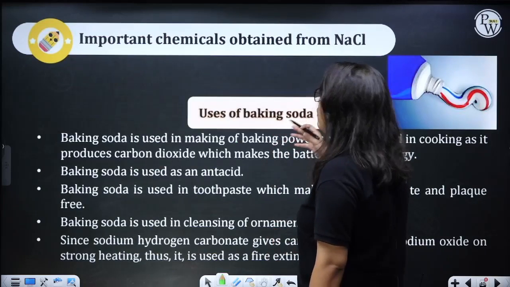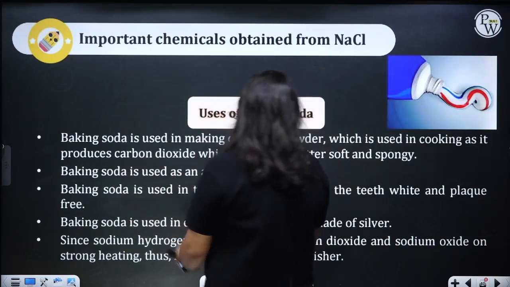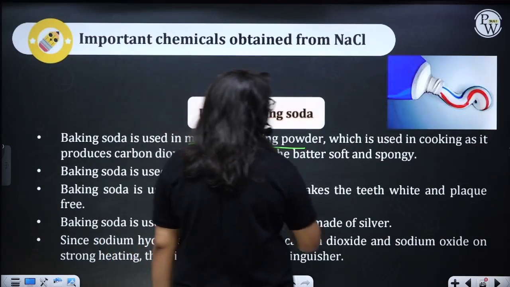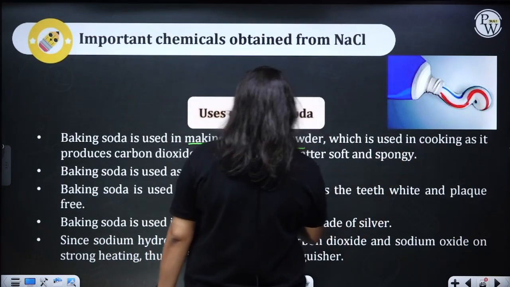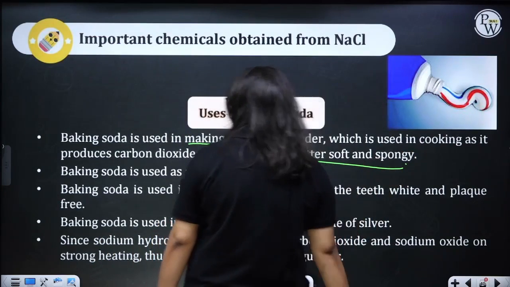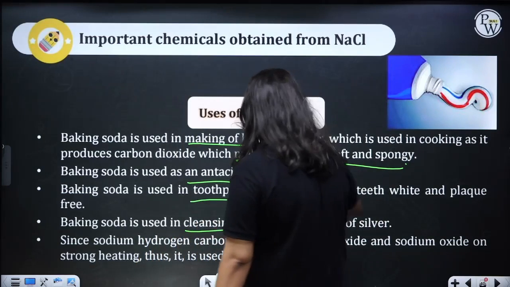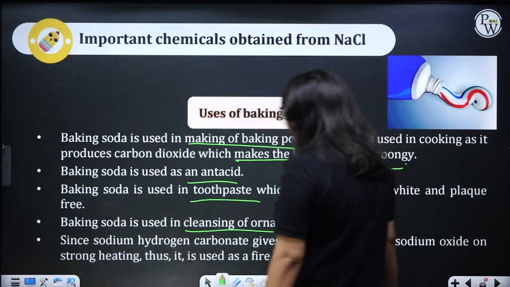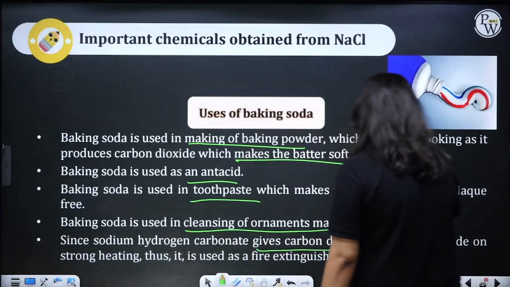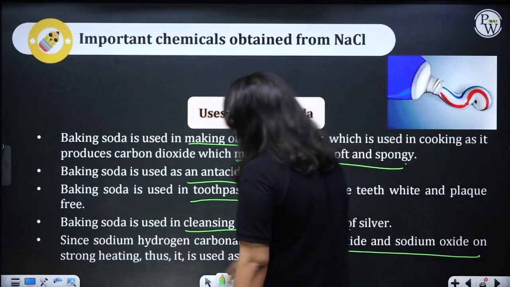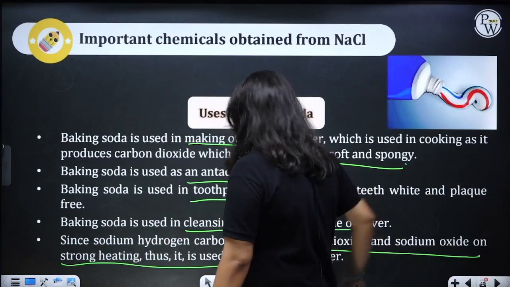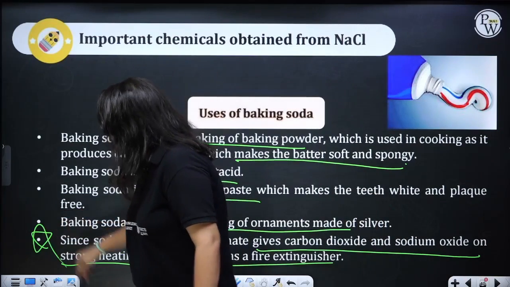Talking about uses of baking soda, it has multiple uses. It is used in the making of baking powder. It is used in making the batter soft and spongy. It is used as an antacid, present in toothpaste, and as a cleaning agent for ornaments. And since sodium hydrogen carbonate gives carbon dioxide and sodium oxide on strong heating, it is used as a fire extinguisher.